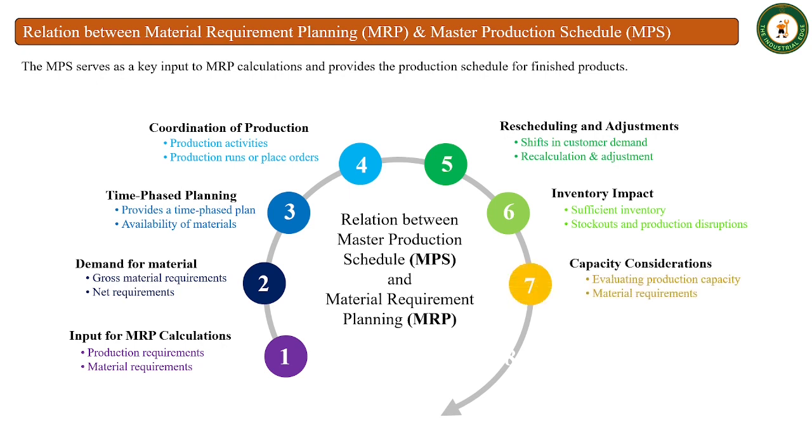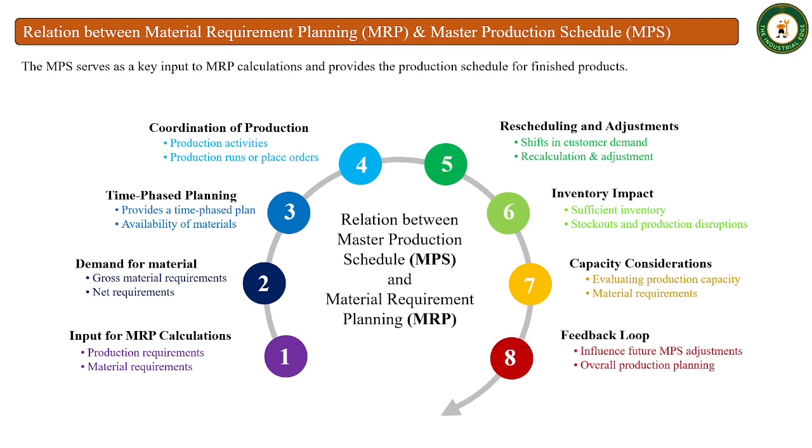Seventh, capacity consideration. MRP takes into account the MPS, meaning master production schedule, when evaluating production capacity. It ensures that material requirements derived from the MPS align with the available capacity, preventing overloading or underutilizing production resources.